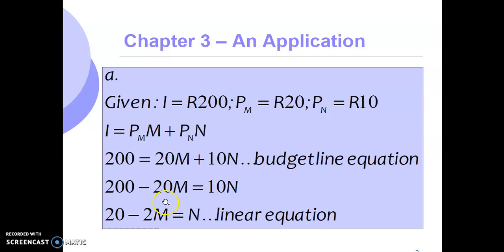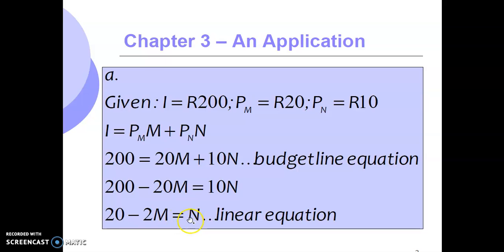So now we can divide all of these terms by 10, and what we're going to get is 200 divided by 10 is 20. We have a negative divided by a positive, which will be negative. 20 divided by 10 is simply 2. So we have 2m equal to n. And there is your straight line, your linear equation.